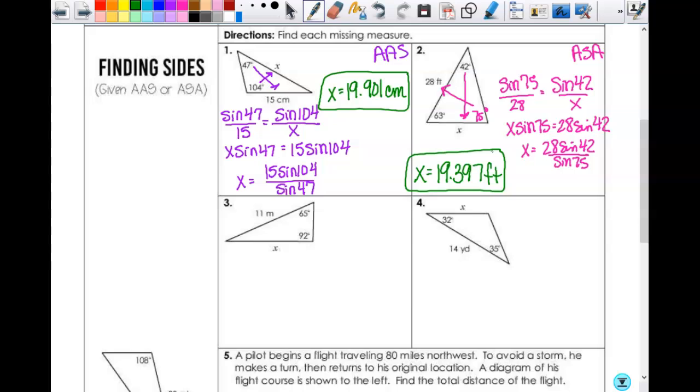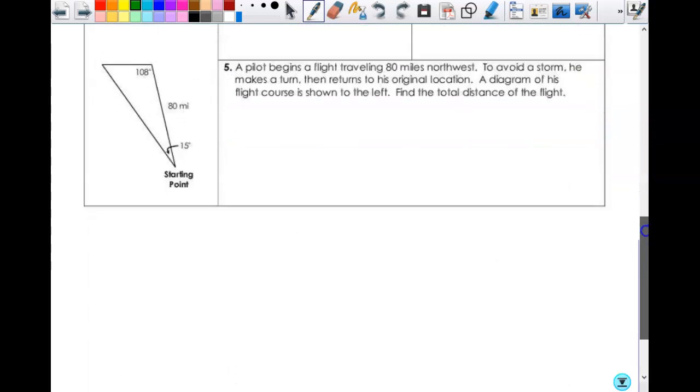All right, so any questions so far? Because we're not going to do 3 and 4. I mean, I think one of each of those, and then this one I think will probably be good. Okay. All right, let's look at number 5.